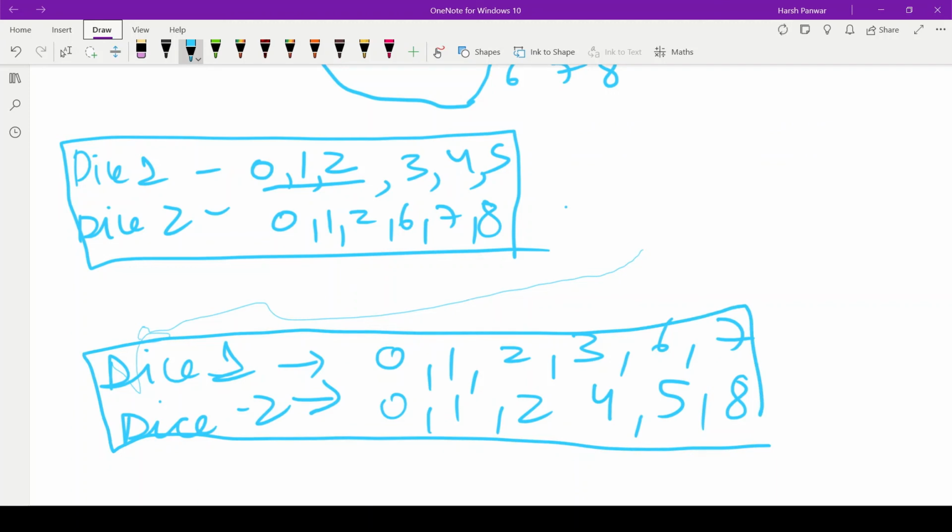So similarly, any combination can work. We just need to take care that 0, 1, 2 must be present on both the dice. Alright, this was the actual crux of the problem. The remaining spots you can fill as per your convenience. There is no restriction. We'll be able to represent all the 31 days of the month using this notation.